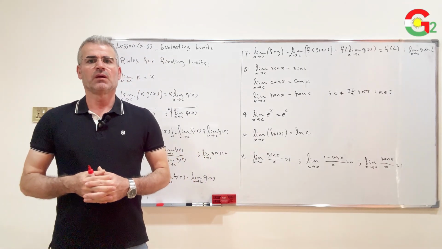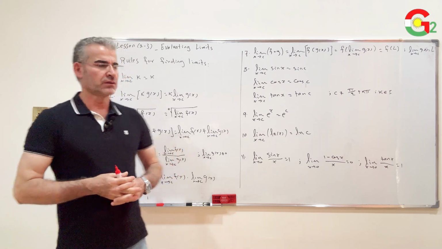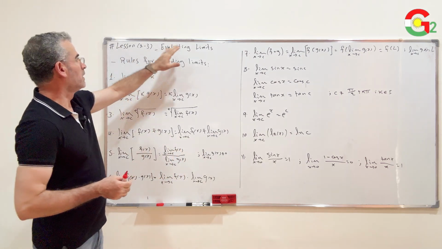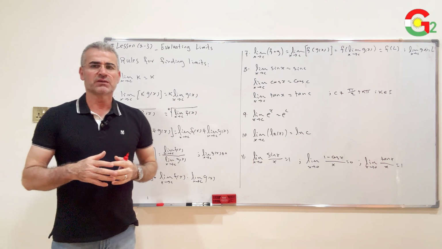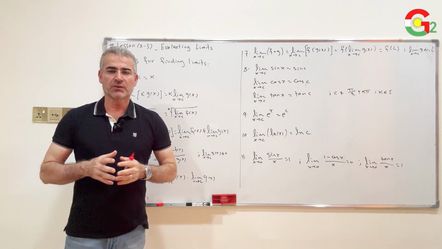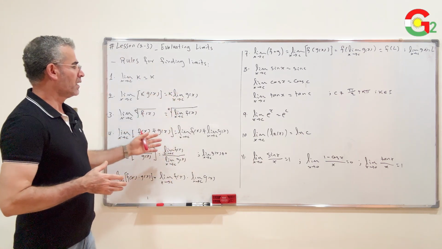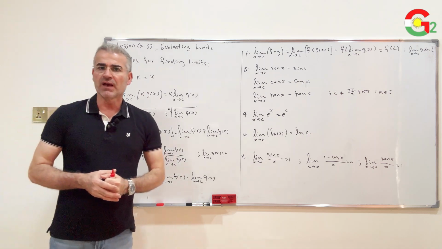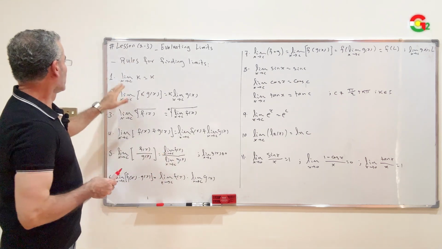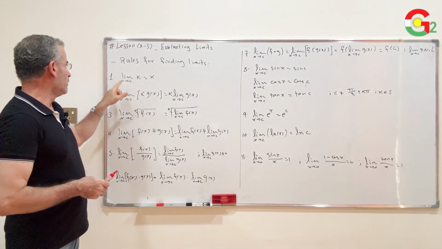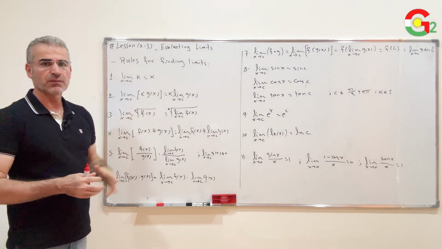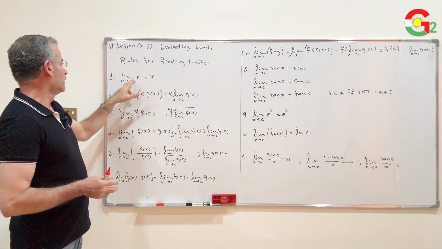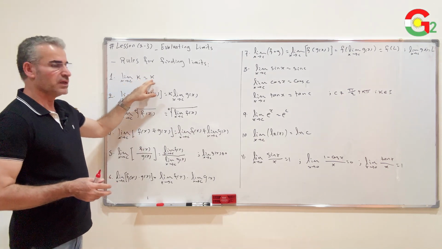Hello everyone. The headline of this tutorial is evaluating limits. It is useful before we start solving examples and questions to list the rules of evaluating limits. Number one, limit of any constant function k is the same constant. Limit x approaches c for k is k.